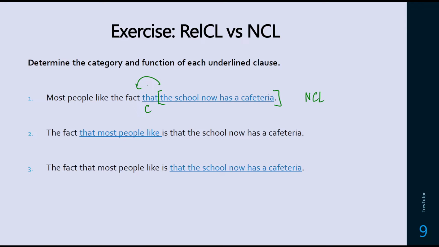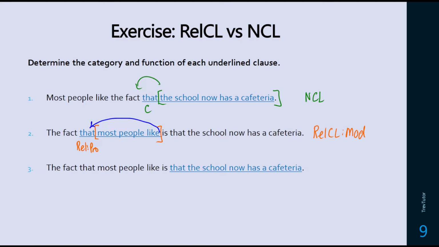Okay, the fact that most people like is that the school now has a cafeteria. Let's try that same test. Everything after that, most people like. Well, most people like what? That doesn't make any sense to me. That sounds ungrammatical. Okay, so what that indicates to me here is that this is a relative pronoun. In fact, I see the site where it's coming from. It's coming from after like. Most people like something. Therefore, this is going to be a relative clause, and all of our relative clauses are modifiers.